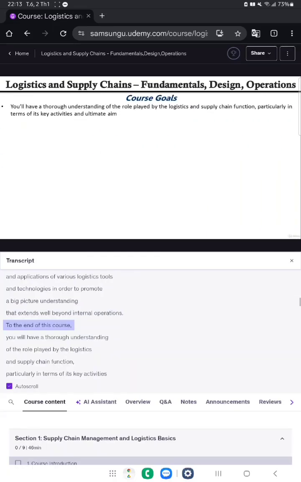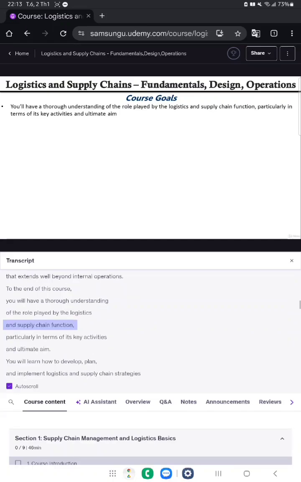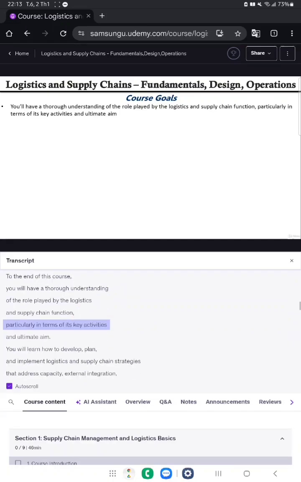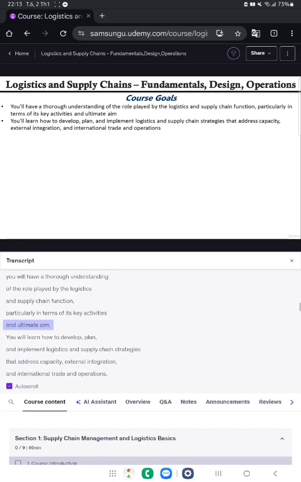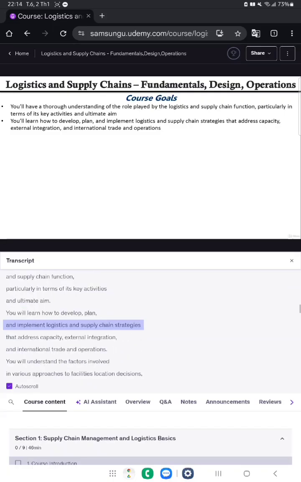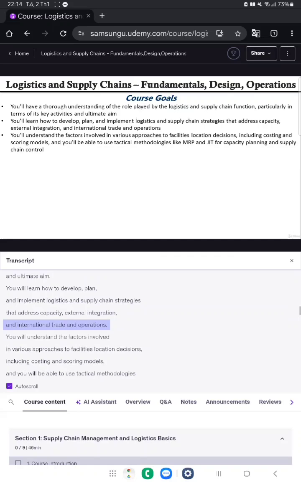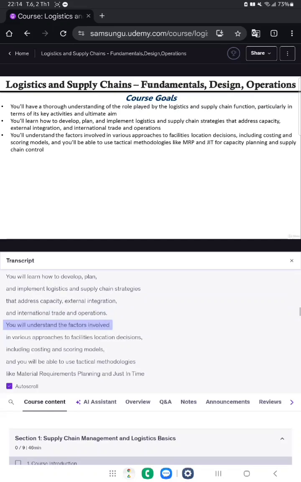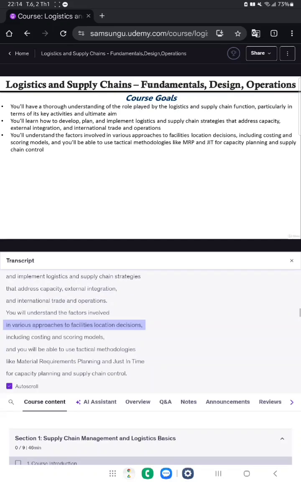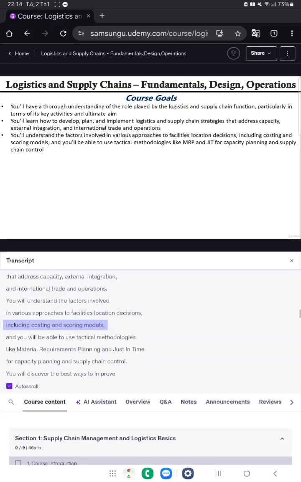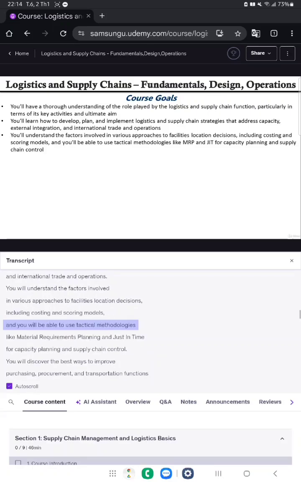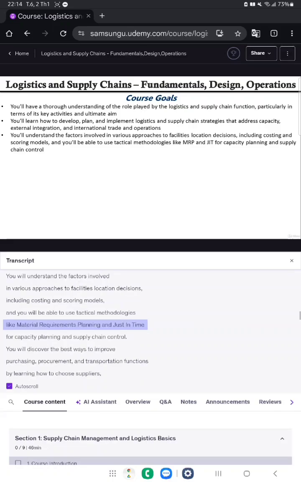By the end of this course, you will have a thorough understanding of the role played by the logistics and supply chain function, particularly in terms of its key activities and ultimate aim. You will learn how to develop, plan and implement logistics and supply chain strategies that address capacity, external integration, and international trade and operations. You will understand the factors involved in various approaches to facilities location decisions, including costing and scoring models, and you will be able to use tactical methodologies like material requirements planning and just-in-time for capacity planning and supply chain control.